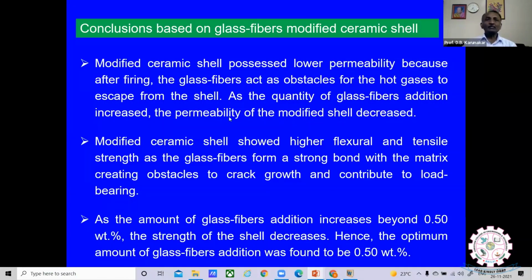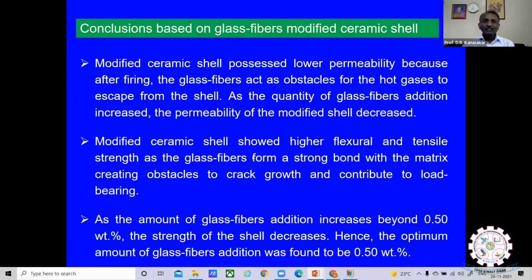Now, these are the conclusions based on the glass fiber addition to the ceramic slurry, or the secondary slurry. The modified ceramic shell possessed lower permeability. Permeability is reduced because after firing, the glass fibers act as obstacles for the hot gases to escape. In the case of nylon fibers, they were burnt. But these glass fibers could not be burnt, so they remained as obstacles for the passage of the hot gases. That's how the permeability has come down.